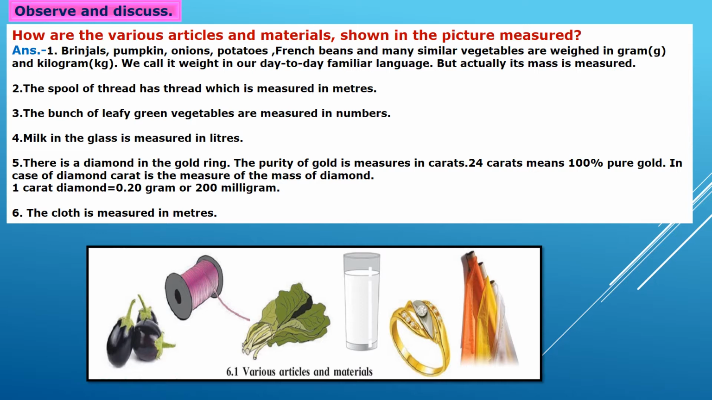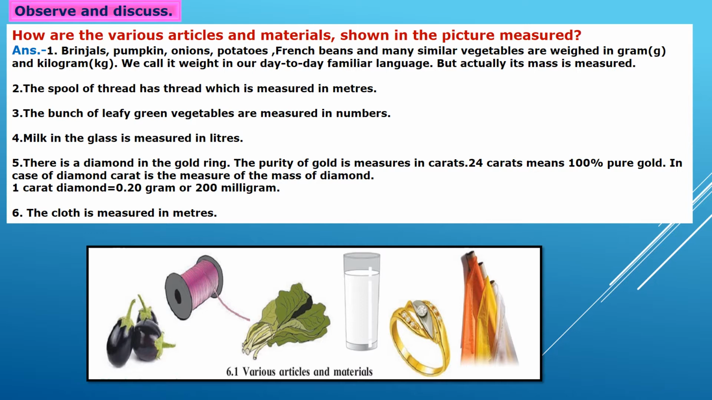Milk in a glass is measured in liters. There is a diamond in the gold ring. The purity of gold is measured in carats. 24 carats means 100% pure gold. In the case of diamond, carat is the measure of the mass of the diamond. 1 carat diamond is equal to 0.20 gram or 200 milligram.